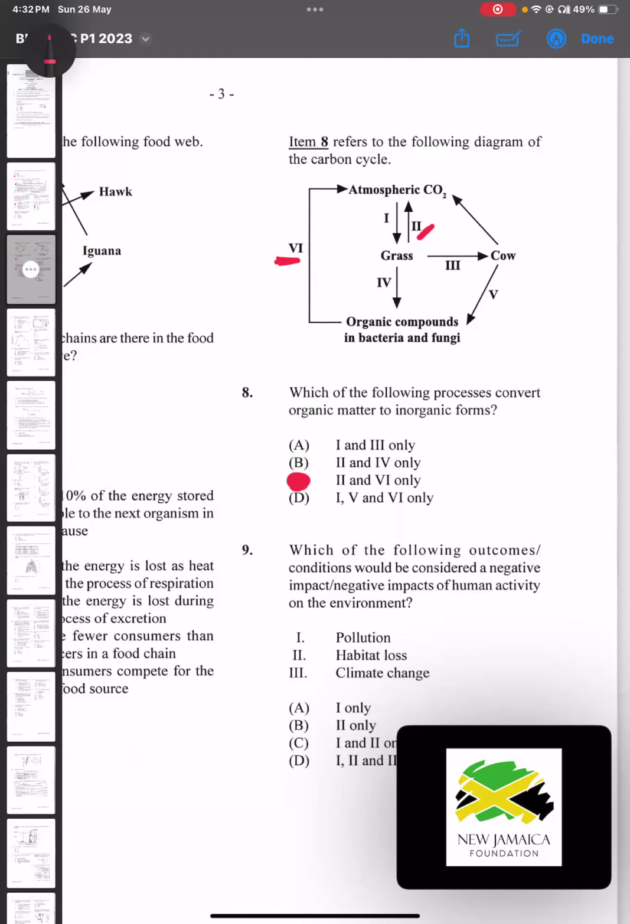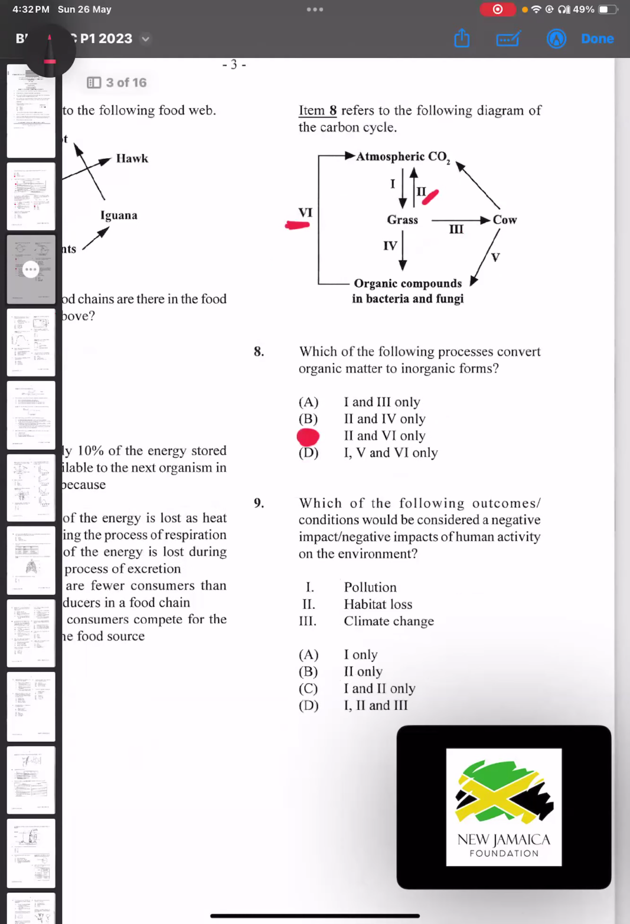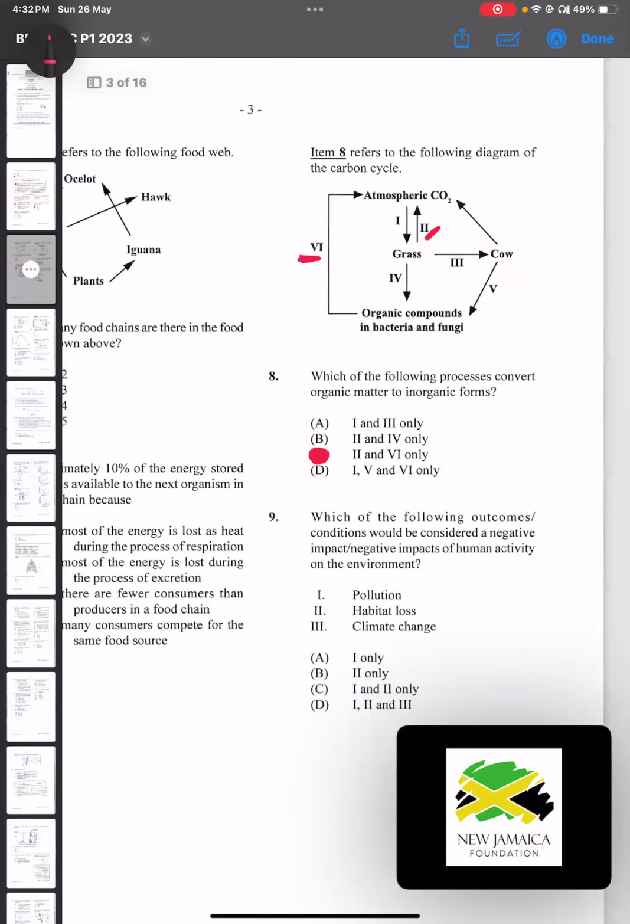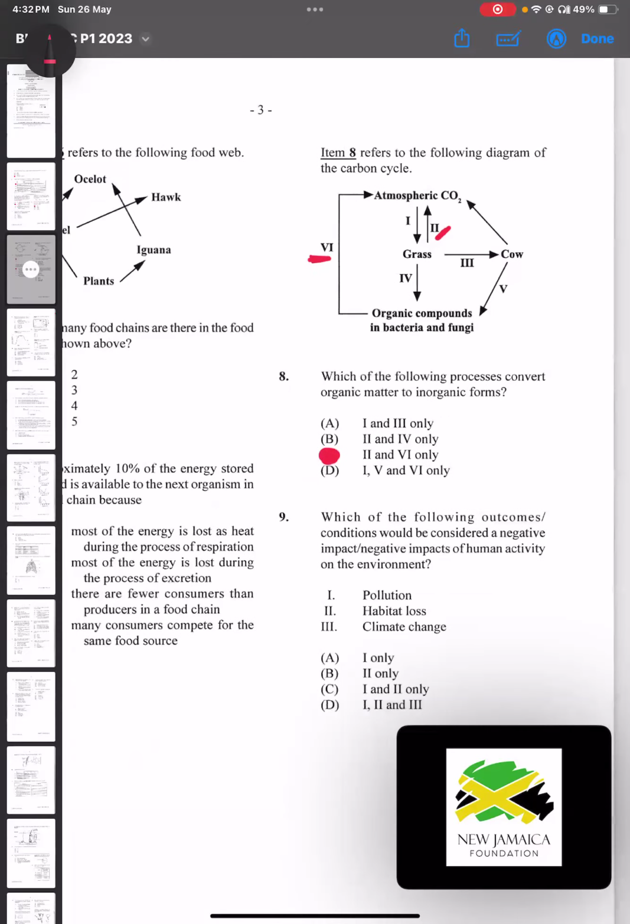And then we move on. So, do we agree with number 8 answer, or is there anybody that would put something different, or you had a different answer? Okay.